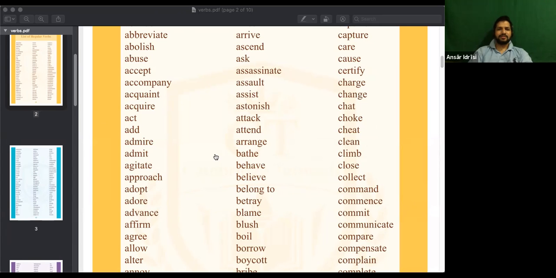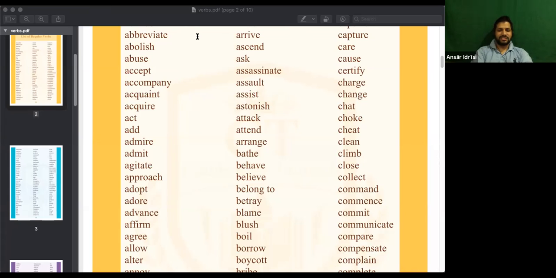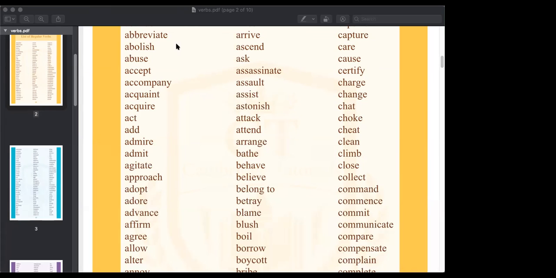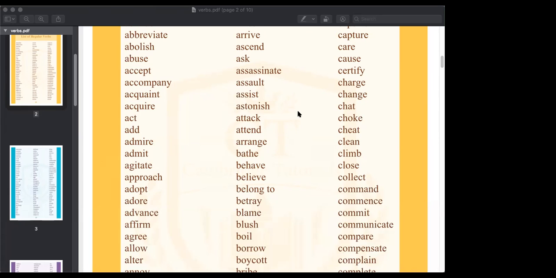Care. Next. He used to hesitate. Did he used to hesitate? He didn't used to hesitate. Okay. Hesitate. He used to clean. Did he used to clean? He didn't used to clean. Next. She used to insult.